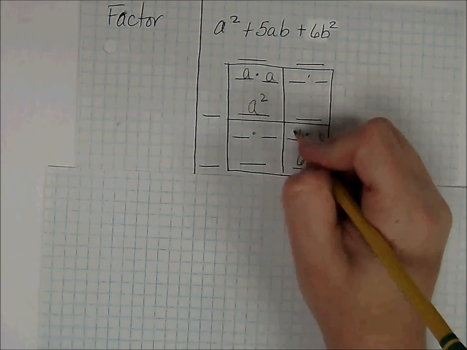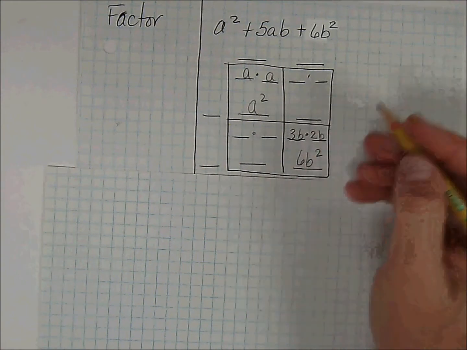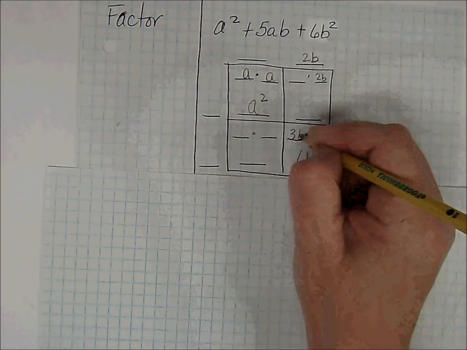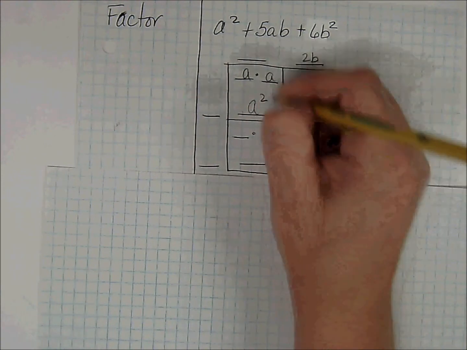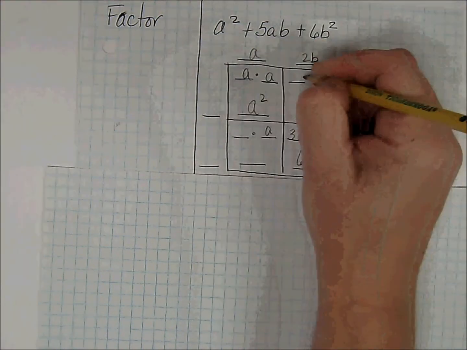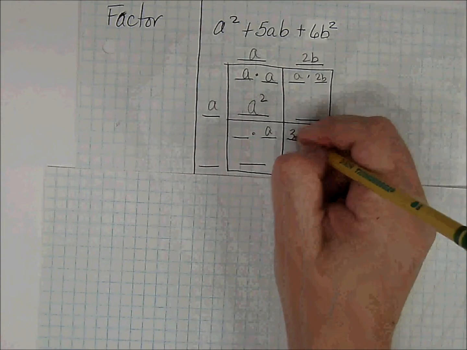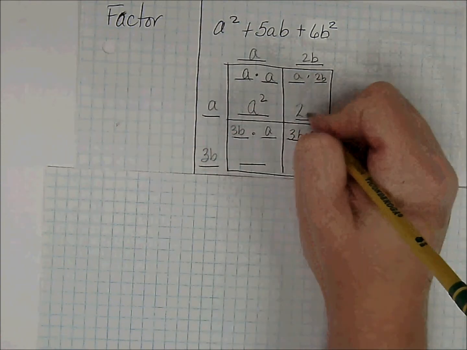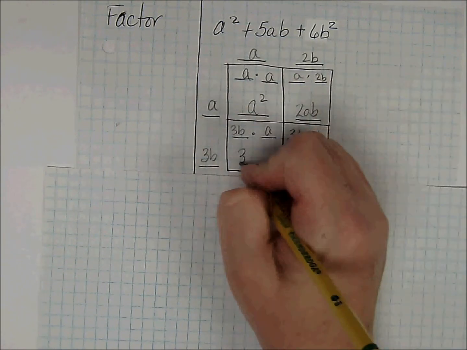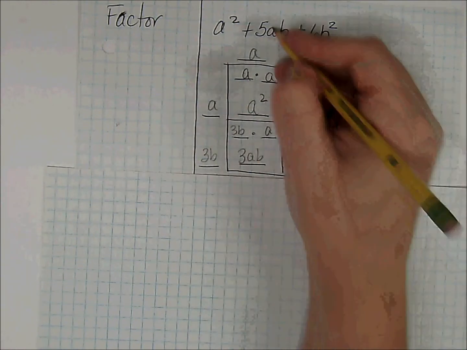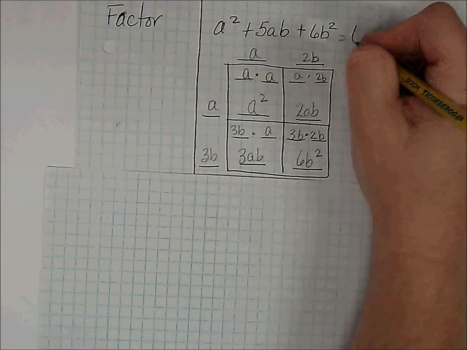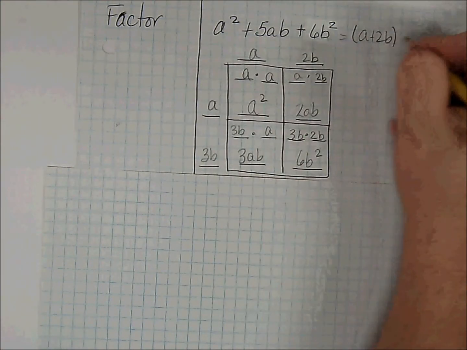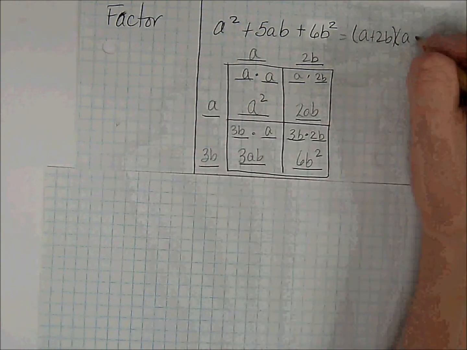I'm looking at 3 and 2. So let's check it out. 2b, and then a, and 3b. And if I look here, I get 2ab, and here I get 3ab. When I add them together, I get 5ab. So my answer is A, and it's a positive 2b, A, and positive 3b.